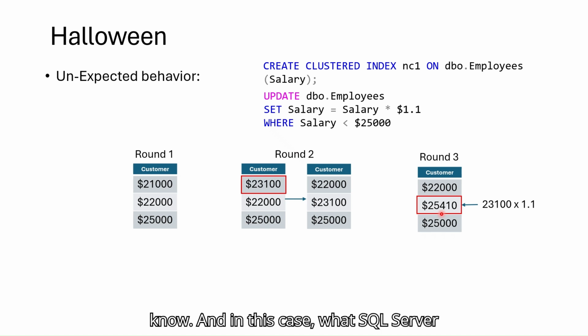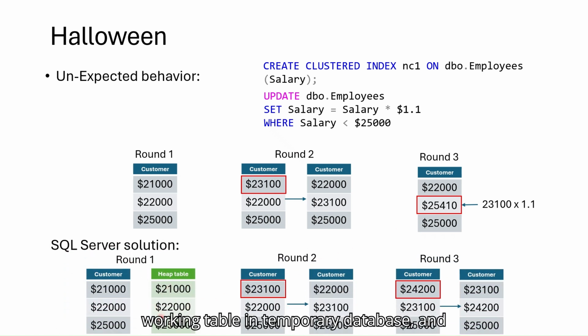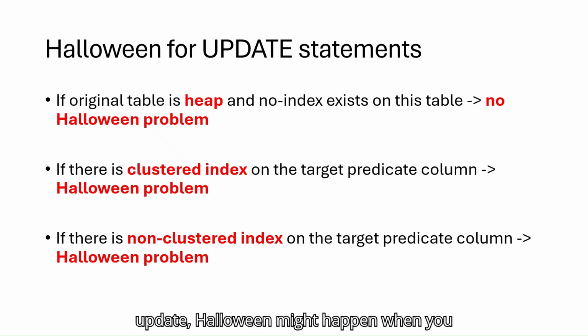And in this case, what SQL Server does is create a copy of the table in a working table in the temporary database, and while updating the customer table in the second and third rounds, it does not reference the main customer table but the heap table. Since the heap table is not resorted and does not change, SQL Server does not confuse row order. This was Halloween for update statements. In the case of update, Halloween might happen when you have a clustered or non-clustered index only.